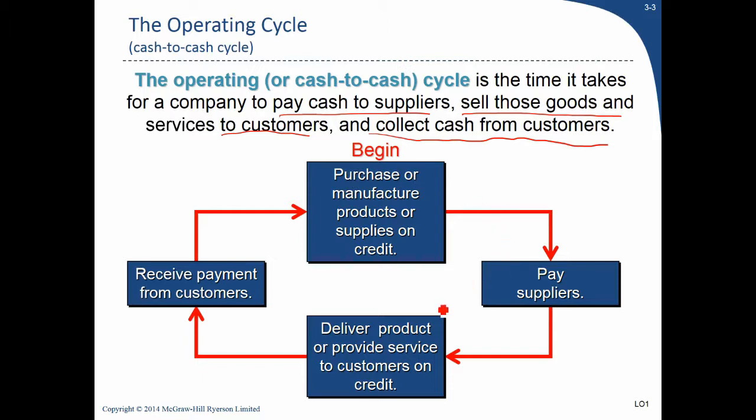You can see the cycle, right? This is how cash flows. That's why companies are said to have cash flow, because it's not a static number. It's always coming in and out.